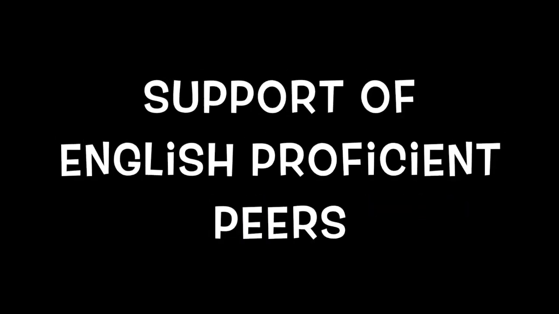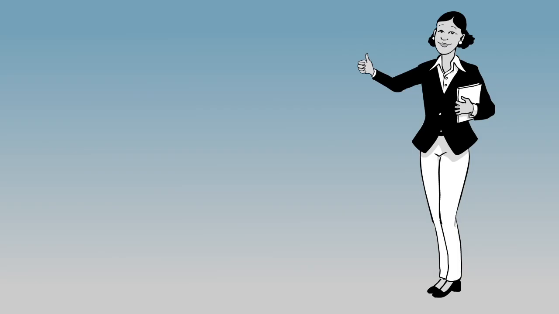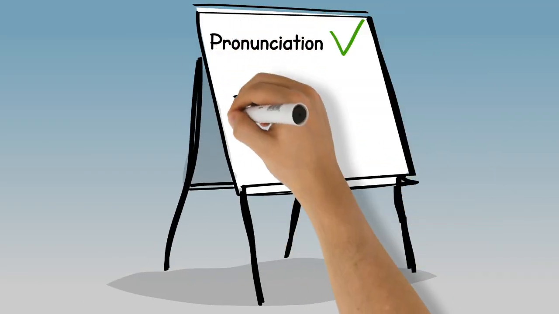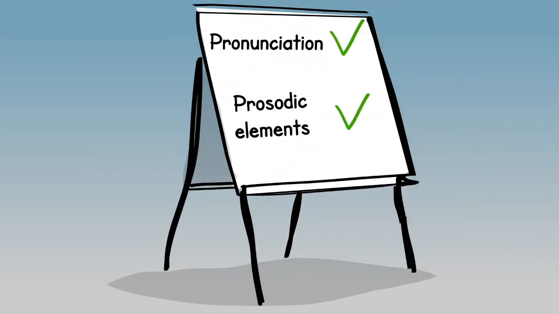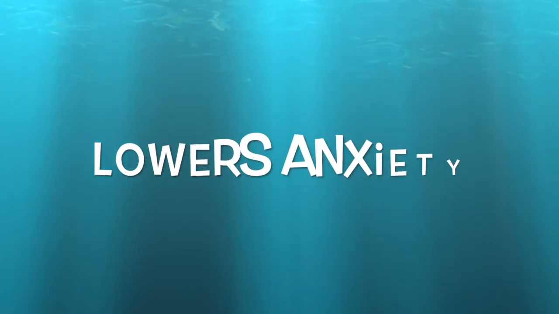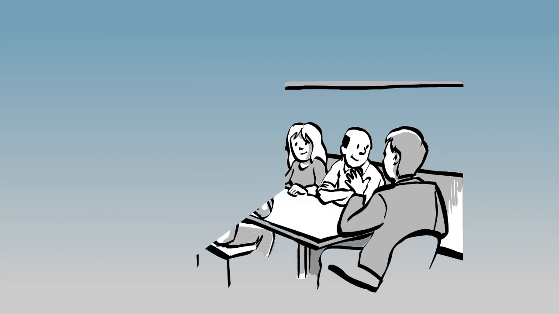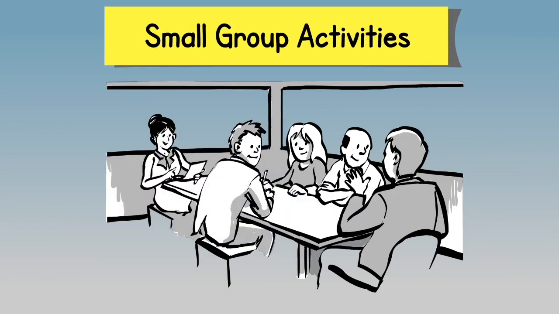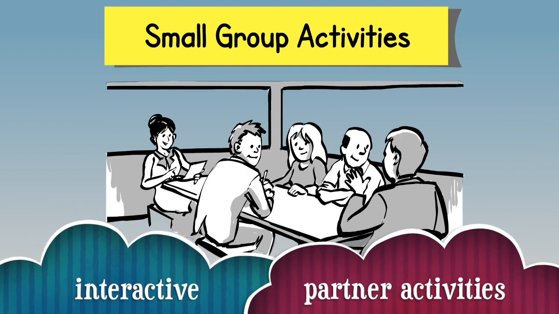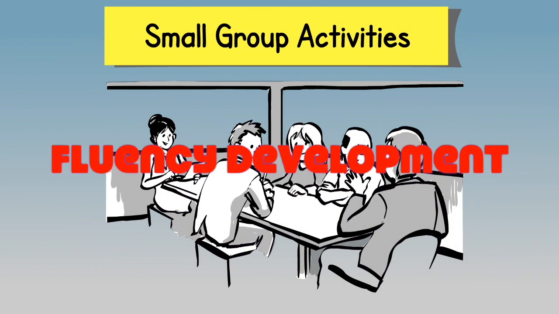Through the support of English proficient peers, CLD students learn appropriate pronunciation and prosodic elements. This also helps lower students' anxiety since they are working in a smaller group of peers. Let's take a look at some interactive small group activities and partner activities that support fluency development.